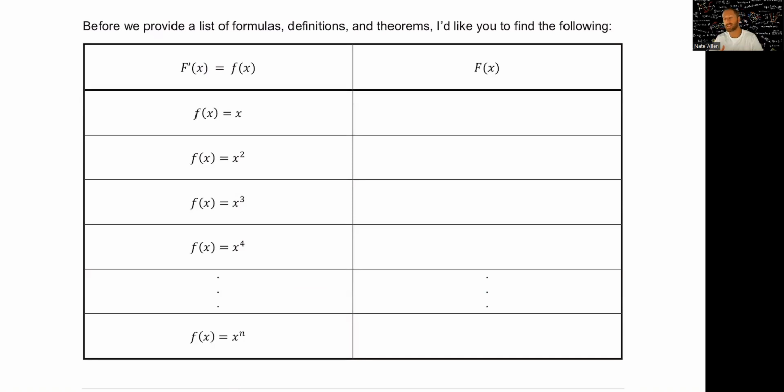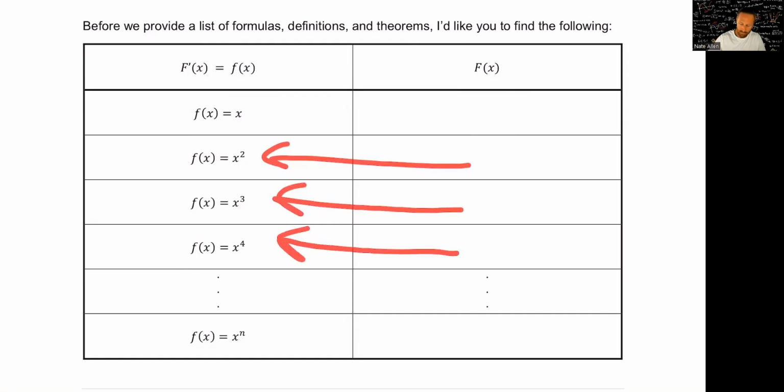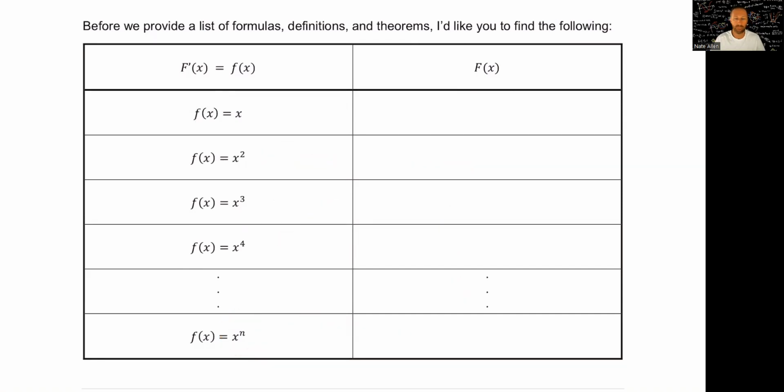So before we get to listing all of the different rules and giving you guys those definitions and theorems, what I'd like you all to do is try to figure out what original function we would have taken the derivative of to get this. So again, we're calling these lowercase f's the derivative of the original, just so that we don't have to have derivatives in our function. Okay, so what would our original function be to get just x? X squared, x cubed, x to the fourth, or in general, x to any power. Go ahead and pause it here, see if you can fill that out, and then we'll go over it.